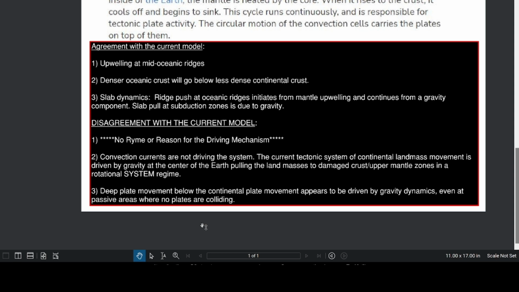The current tectonic system of continental landmass movement is driven by gravity at the center of the Earth, pulling the land masses to damaged crust upper mantle zones in a rotational system regime. I'll explain why it's rotational, but it finds the path of least resistance, which is through these broken or damaged crust upper mantle zones. I'll get into all this later. Deep plate movement below the continental plate movement appears to be driven by gravity dynamics, even at passive areas where no plates are colliding. So it's all about gravity, not about convection currents.